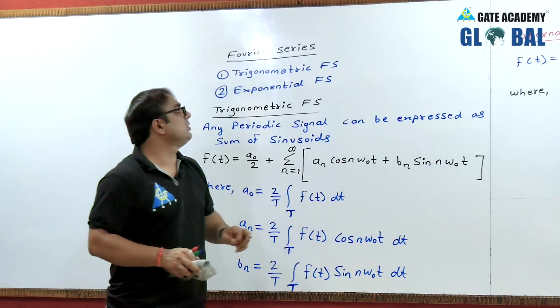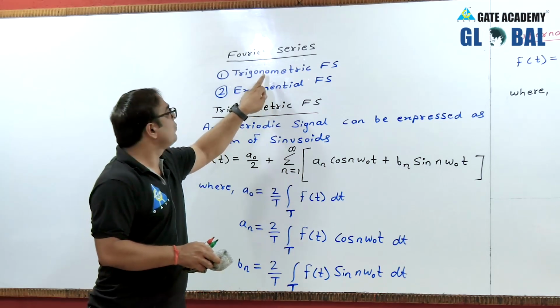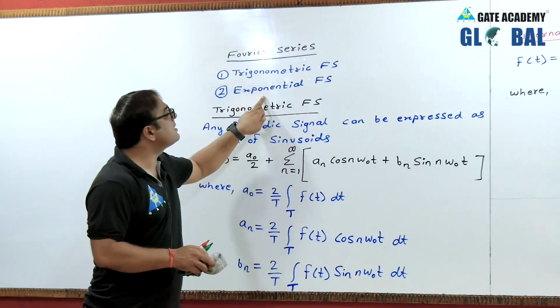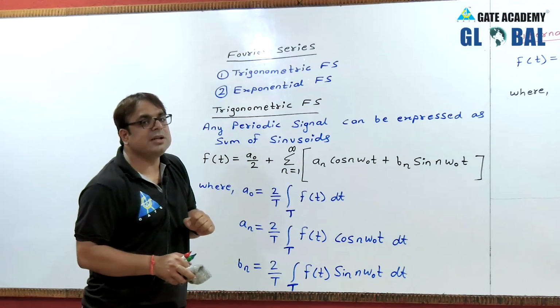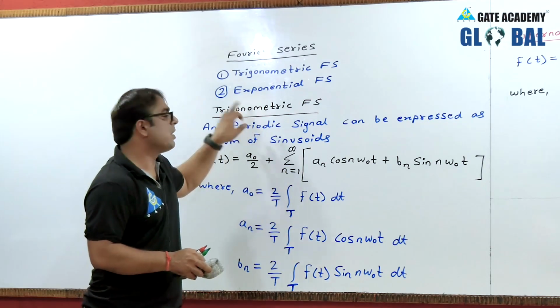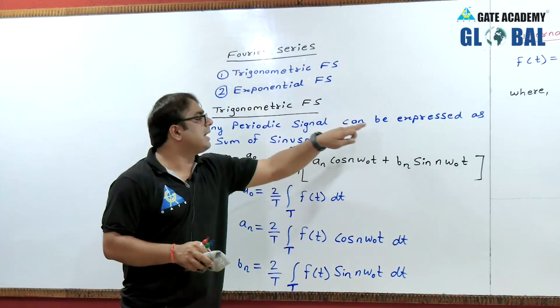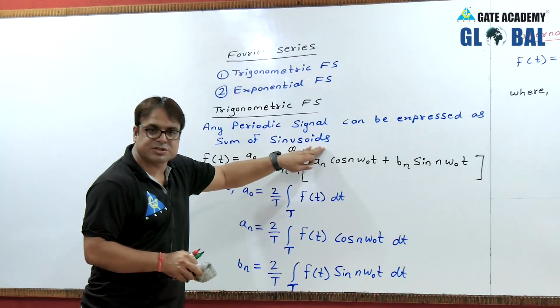So let us start. First of all, there are two types of Fourier series. First is trigonometric Fourier series. Second one is exponential Fourier series. First, I am starting with the introduction of trigonometric Fourier series. The simplest statement is: any periodic signal can be expressed as a sum of sinusoids.